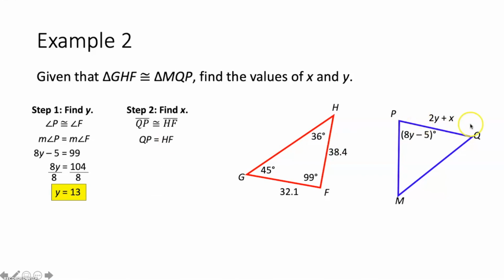Then we can substitute in what those measures are. The measure of QP is 2y plus x, so that goes in here. The measure of HF is 38.4, that's going to go in here. We can now solve for x. Oh, we got a y in here though. We figured out what y is already. We take that 13 that y is equal to, plug it in here. Now we can solve for x. So what is 2 times 13? That's 26. Then we get x all by itself by subtracting 26 on both sides, and we get x is equal to 12.4. And we found x and y.